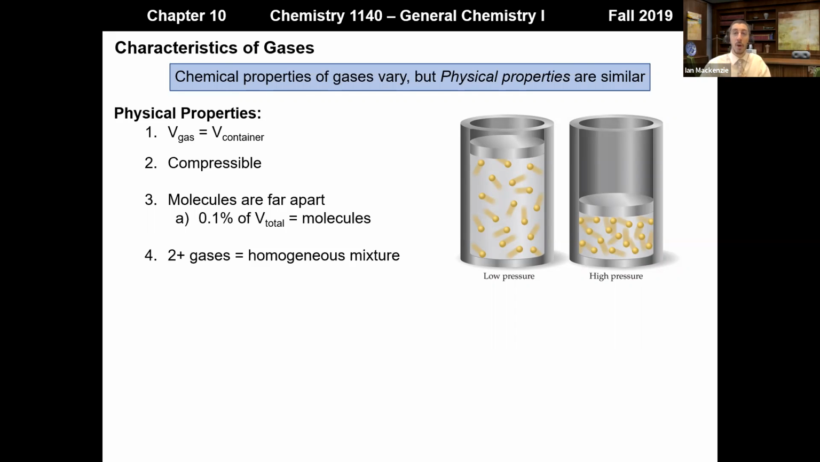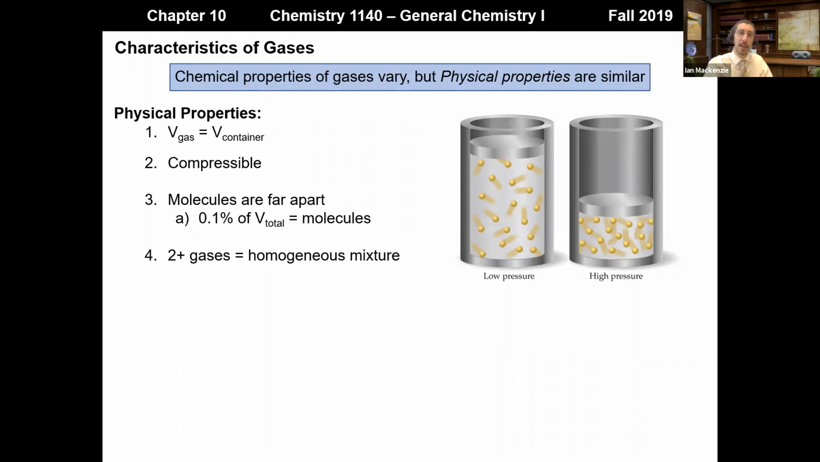And one other thing to note is that any mixture of more than one gas is deemed a homogeneous mixture. So air is a homogeneous mixture. Any mixture of more than one gas we treat as a homogeneous mixture. There are cases under certain circumstances where you can have non-homogeneous mixtures of gases, but for our purposes, any mixture of two or more gases is deemed a homogeneous mixture.